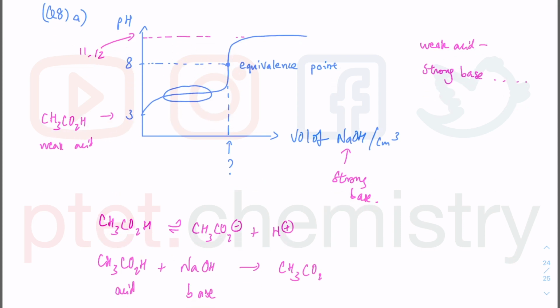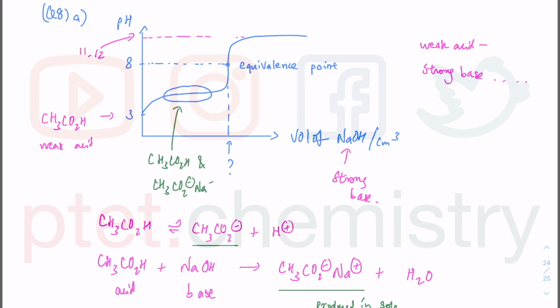They'll give you CH3CO2 minus Na plus and H2O. What actually happened there is an acid-base neutralization reaction. As this reaction goes along, this is continuously being produced in the solution, but you still have ethanoic acid in the solution, so you still have this in equilibrium because you haven't reached the end point yet. So you have the CH3CO2H and you have CH3CO2 minus Na plus. You have a weak acid and you have the salt of the weak acid.